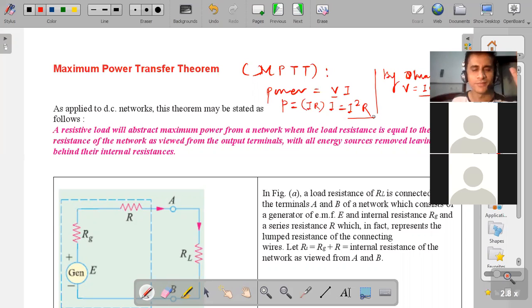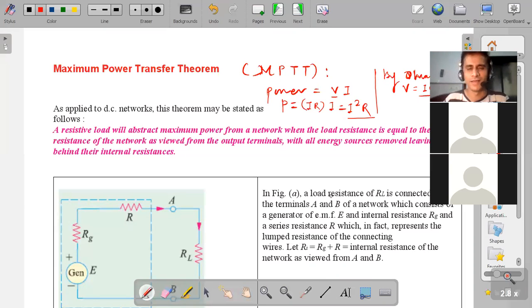Understood, dear student? From the knowledge of current and resistance, you can find out the power. And dear student, we need maximum power, maximum efficiency. Understood? And for this case, I will explain what is the criteria, what is the condition, what is the requirement to get maximum power from a particular circuit.